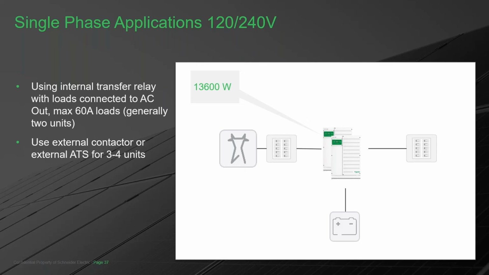What if this customer needs more power? We can do 3. So 3 inverters, 1 master, 2 slaves for 120-240. This is a 20.4K system with a 25.5K overload for 20 minutes. Now, something funny happened to my drawing here. I don't know if you noticed what I did here.